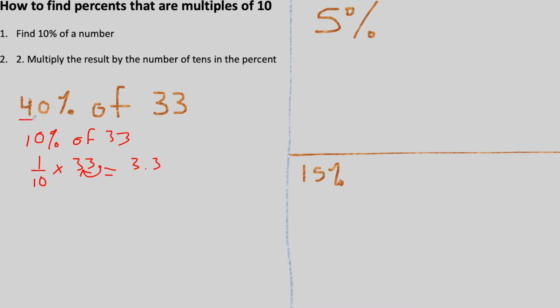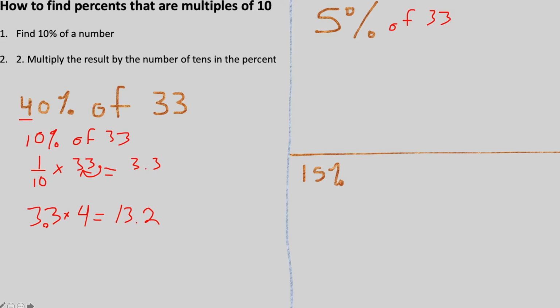Now I need to put the 4 back in there, so I can take 3.3 and multiply that by 4, and that is going to give me 13.2.